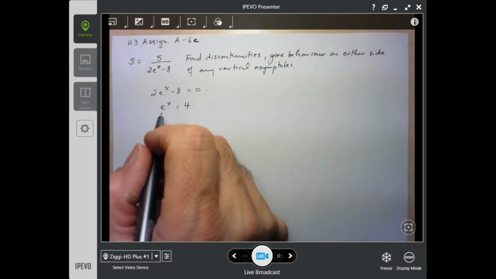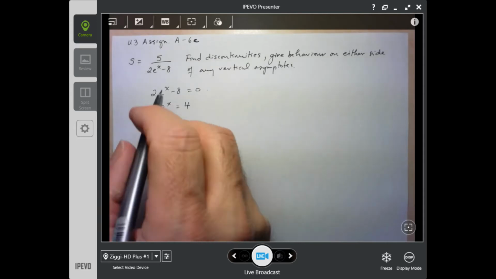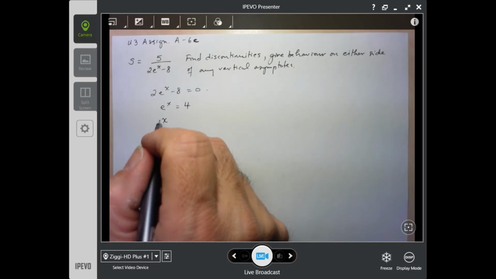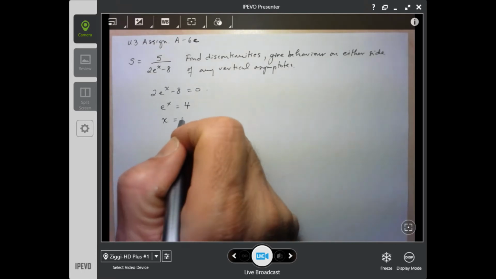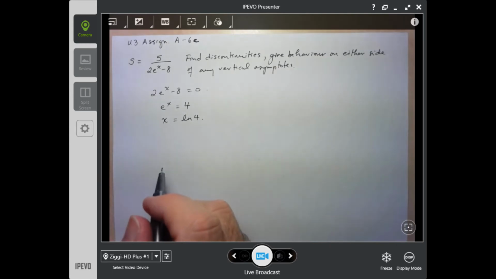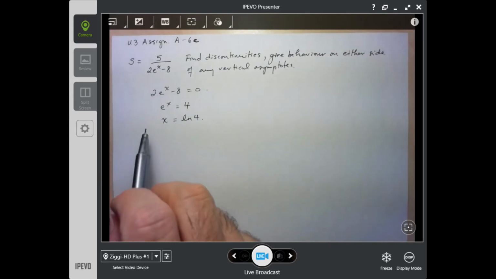And I can solve this by taking the natural log of both sides. So ln of e to the x just gives me x, since of course natural logarithm and e to the x are inverses of each other. And so here I just have ln of 4. All right. So this is going to be a discontinuity because the denominator is equal to 0.